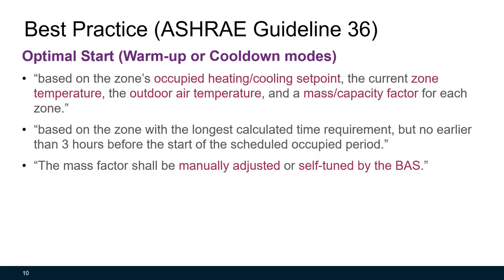Now let's talk about best practice. ASHRAE Guideline 36 is the newly published high performance sequence of operations for HVAC systems. This is considered the industry best-in-class sequences. It recommends the optimal start time should be based on the zone's occupied heating and cooling set points, the current zone temperature, the outdoor air temperature, and a mass capacity factor for each zone. For a multi-zone system, you may have multiple zones, and the optimal start time needs to be based on the zone with the longest calculated time requirement, but no earlier than 3 hours before the start of the scheduled occupied period. And the mass factor shall be manually adjusted or self-tuned by the BAS.